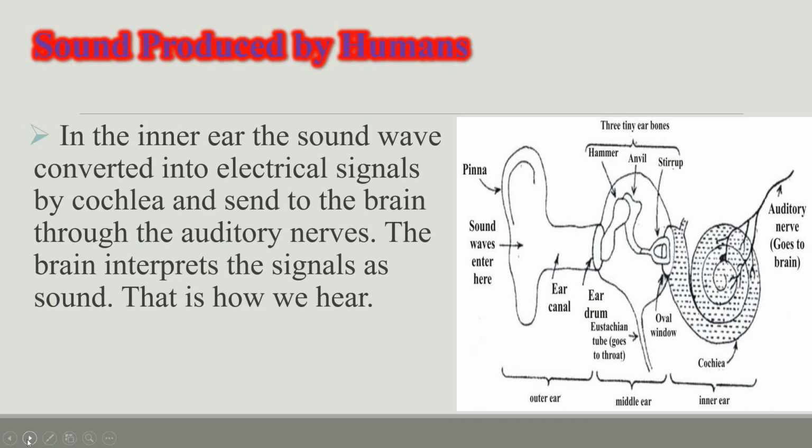Due to this, the liquid in the cochlea begins to vibrate, and the vibrating liquid of the cochlea sets up electrical impulses in the nerve cells present in it. These electrical impulses are carried by the auditory nerve to the brain, and the brain interprets these electrical impulses as sound, and we get the sensation of hearing.